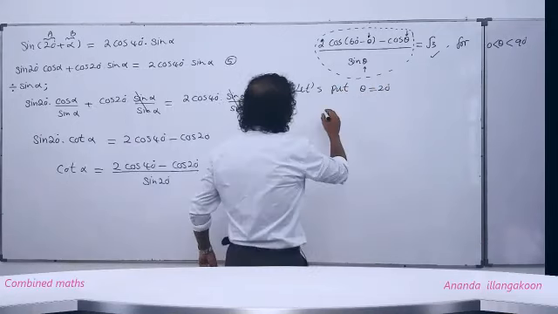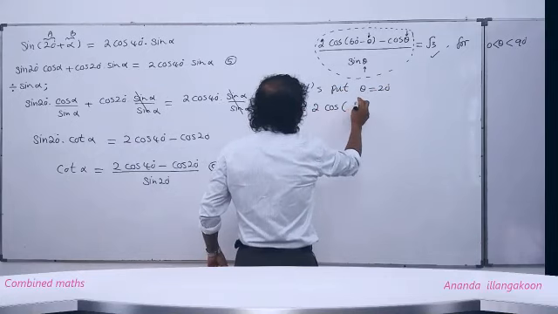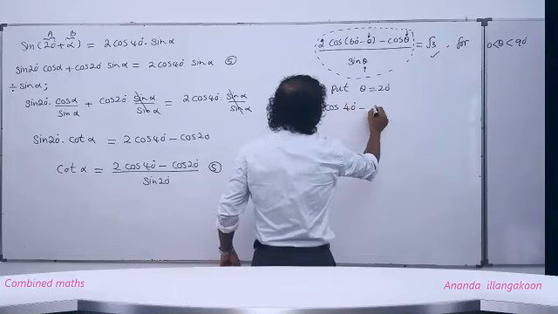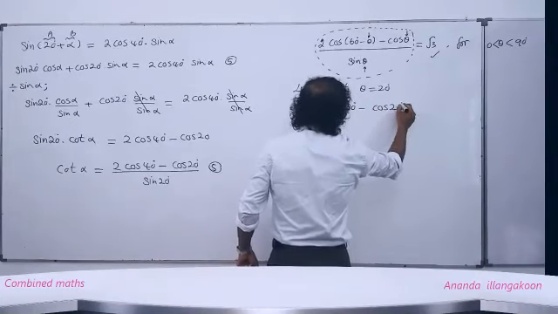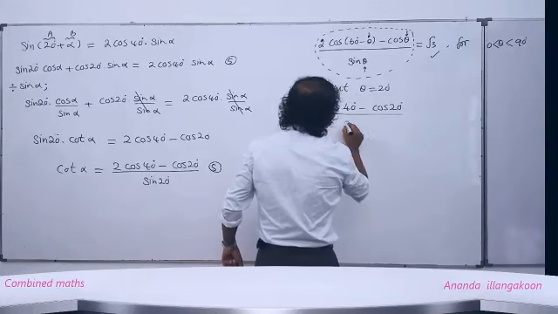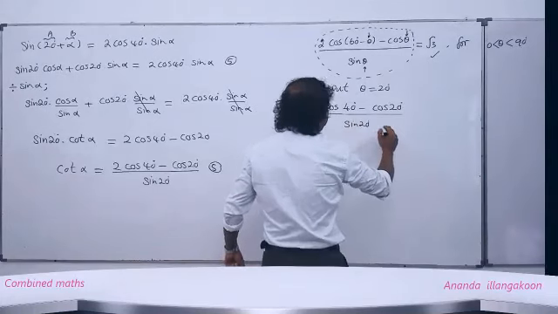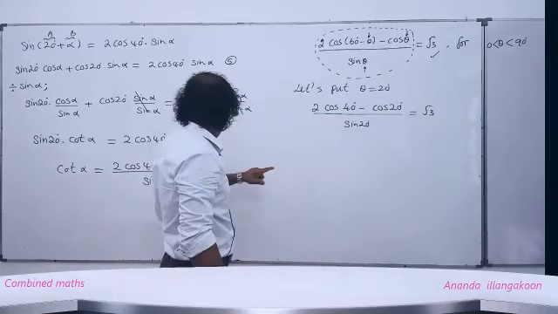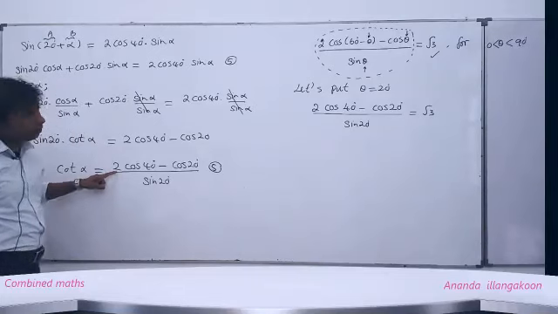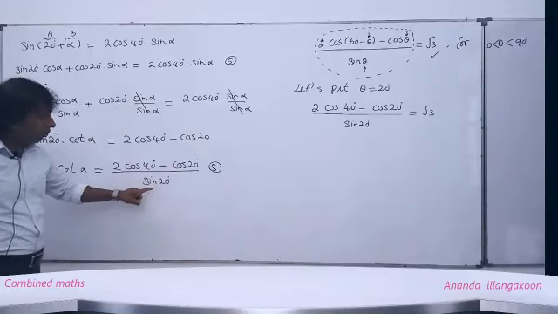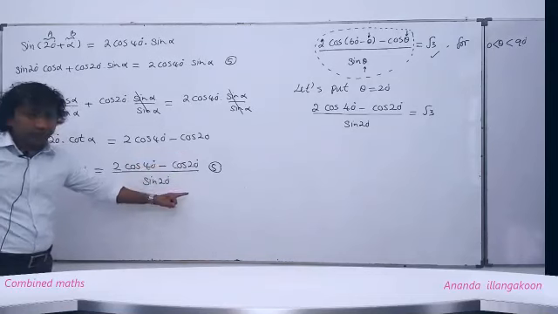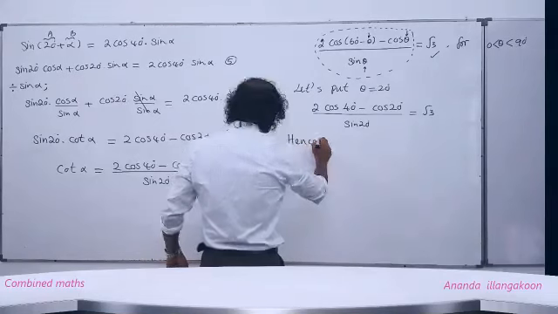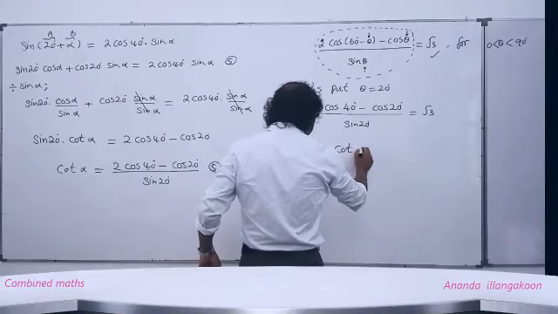Then what do you get? 2 cos 60 minus 20, it's 40, minus cos 20 divided by sine 20 is what, people, root 3. But what is this? This is the one, people, here we have: 2 cos 40 minus cos 20 divided by sine 20. Therefore, this thing is root 3. Therefore, you can write, hence, cot alpha is root 3.